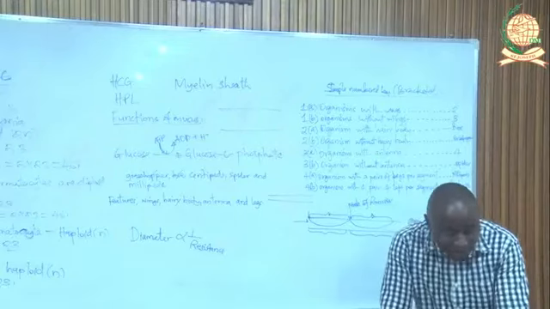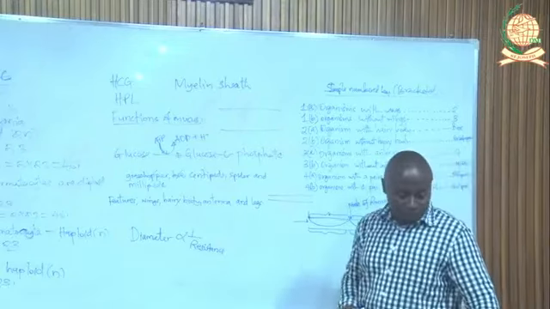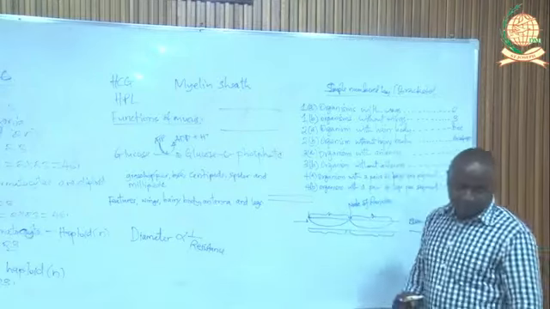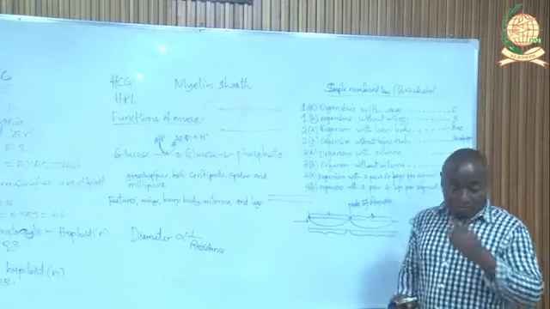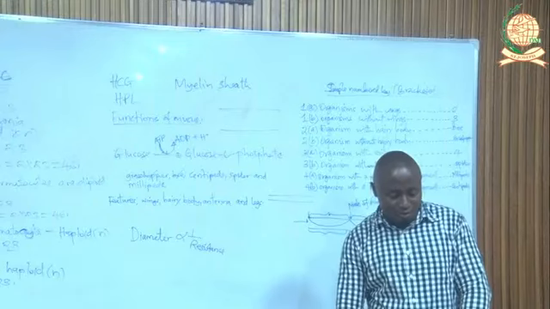So this is because increased axon diameter minimizes the resistance of the axoplasm. Diameter is inversely proportional to resistance. That's all about part A of question number 4.